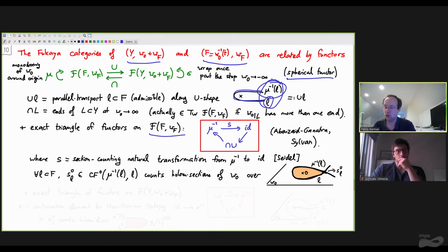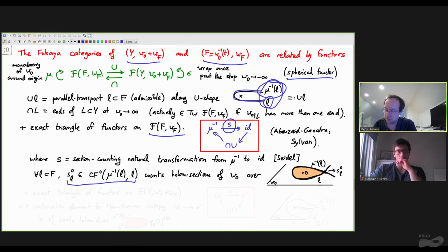And in fact, it's not just that. What you get is actually a mapping cone between those, where the mapping cone is given by a natural transformation of functors, which just means for every object L, an element of a Floer complex between these two. And what this element is exactly is this count of holomorphic disks bounded by a fish-shaped parallel transport like this.